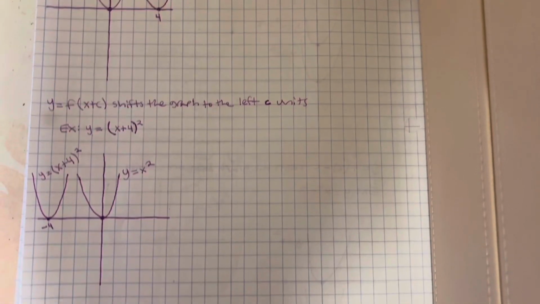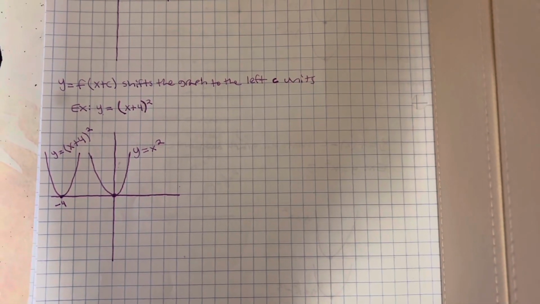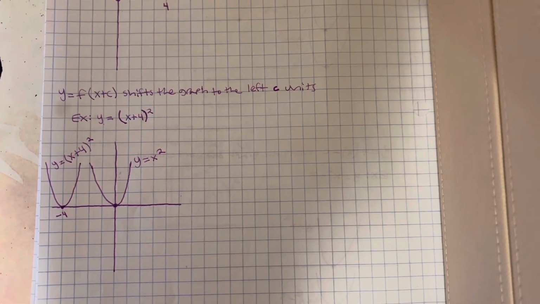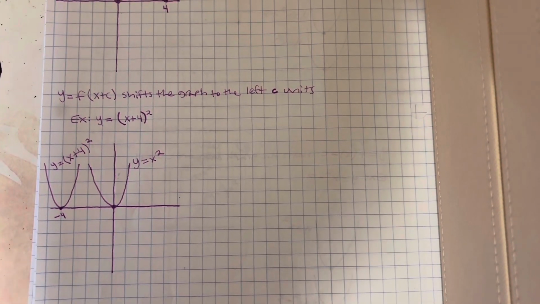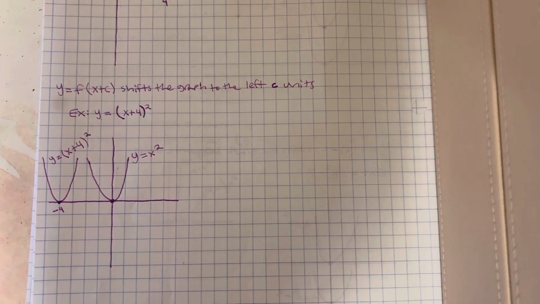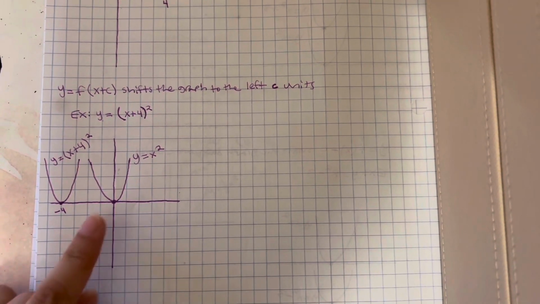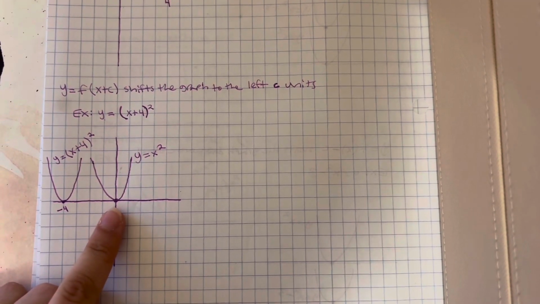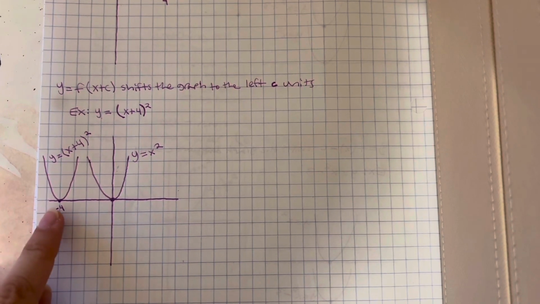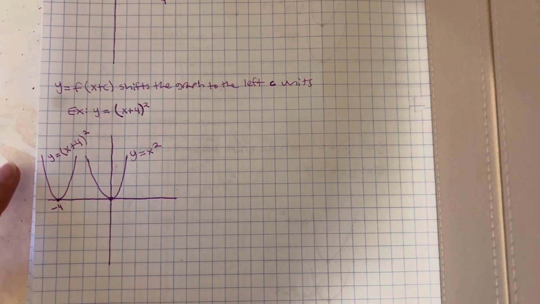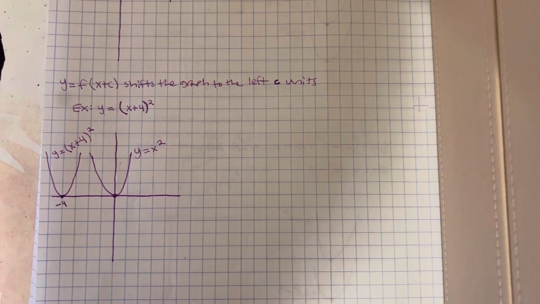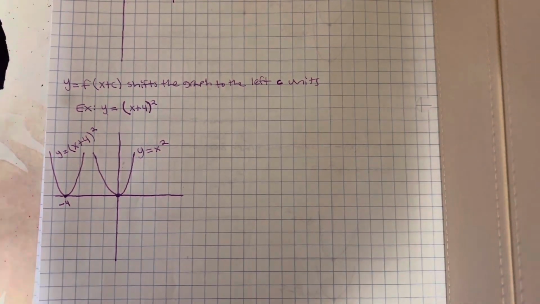And y equals f of x plus c shifts the graph to the left c units. An example here is y equals (x plus 4) squared. We can see our parent graph, y equals x squared, going to the left 4 units, hitting negative 4 actually, but our function is y equals (x plus 4) squared.